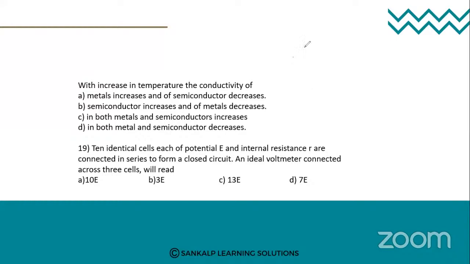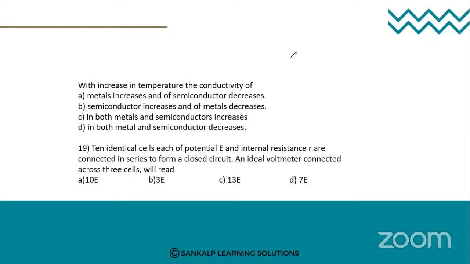So the next question, students: 10 identical cells, each of potential E and internal resistance R, are connected in series to form a closed circuit. An ideal voltmeter connected across 3 cells will read what? So they are asking what the voltmeter reading is. In short, you need to understand the potential for the cell combination.